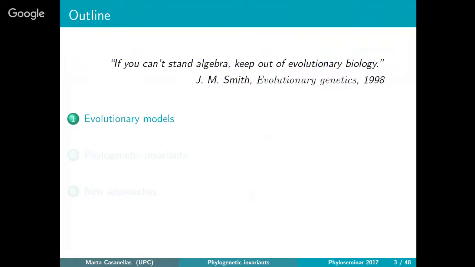Okay. So here's the outline of the talk. First, I'm going to try to explain which type of evolutionary models we deal with. Then I will turn my attention to phylogenetic invariants and explain what they are. And at the end, I'm going to talk about these new methods to use phylogenetic invariants for quartet reconstruction.